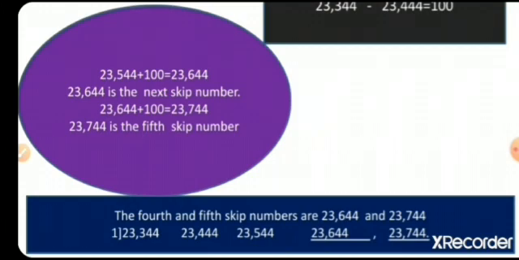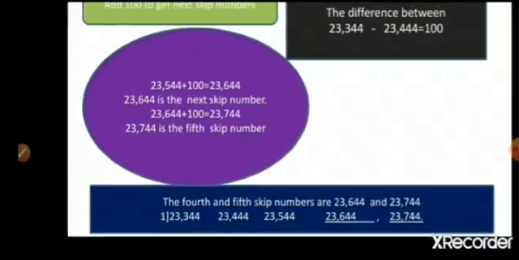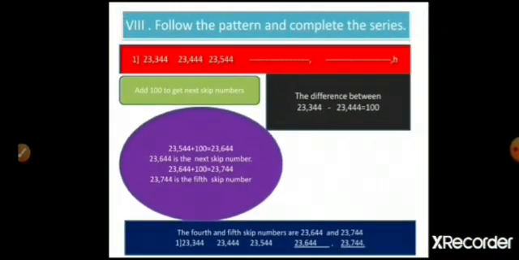First what we do? First we find the difference between two numbers. That difference we add to the last number, that third number. To that number we add the difference, then we get the fourth skip number. To the fourth skip number again we add 100, then we get the last skip number. Like this we find the skip numbers. Now we see the second one.